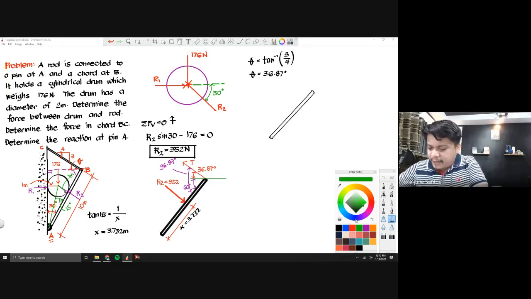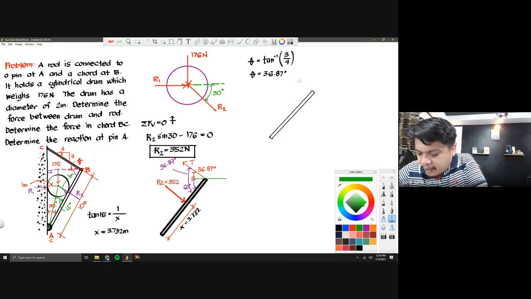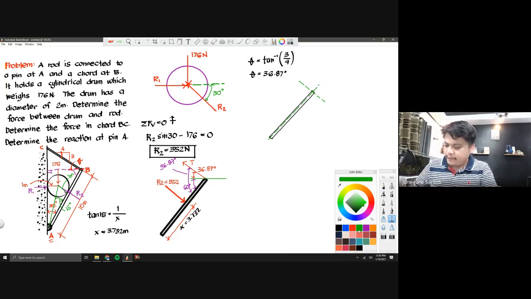Okay? And then, maglagay ako dito ng reference line. Yan. So, kumbaga, ito yung gagawin kong axis. Okay? So, ito yung 90 degrees from here. Pero yung force ko, medyo nakaganon pa ng kaunti.